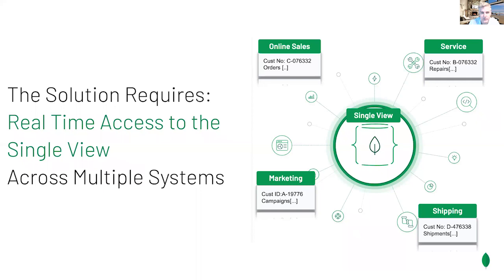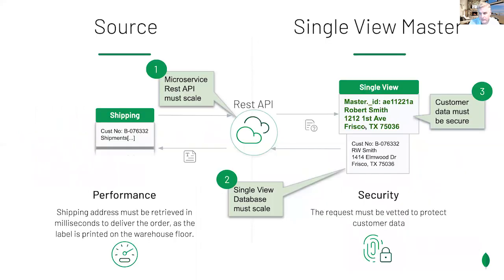So the solution requires real-time access to a single view, right, across all of these systems. And what's important about this? 2 things. Primarily, scalability and security. So the microservice REST API, if we're shipping packages in real time, it needs to be able to look up the information and find this person's name and mailing address in real time. We'll be able to query the system and get that information back as soon as the shipping label is printed. This should be incredibly fast.